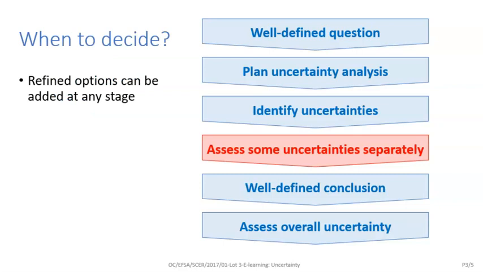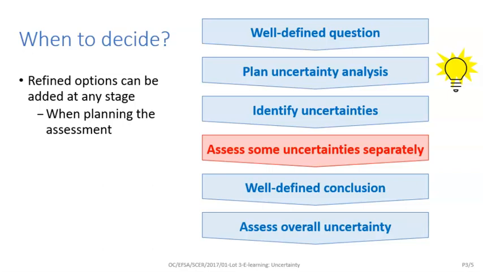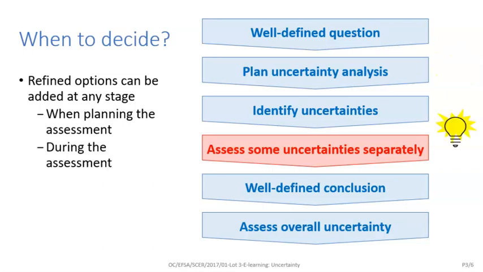Refined options can be added at any stage if you decide they're helpful. You might decide at the start, when planning the assessment, to use a critical appraisal tool that includes qualitative criteria for evaluating sources of uncertainty. At the same point, you might decide to quantify some sources of uncertainty using data or expert judgment and then combine them by calculation. Or it might become apparent partway through the assessment that it would be useful to assess some uncertainties separately, for example, using sensitivity analysis.